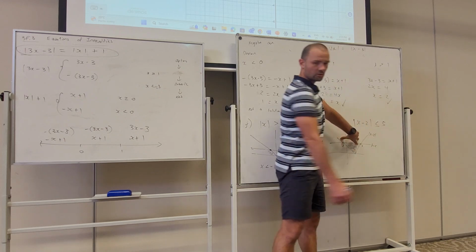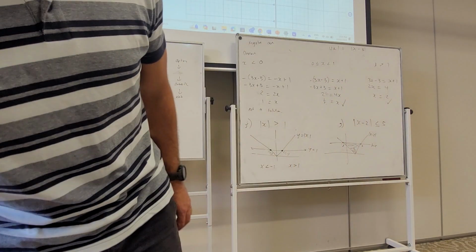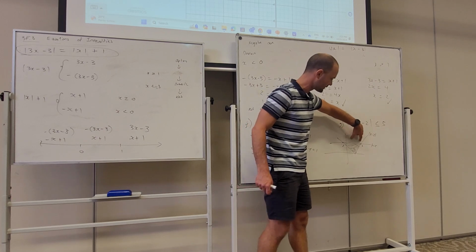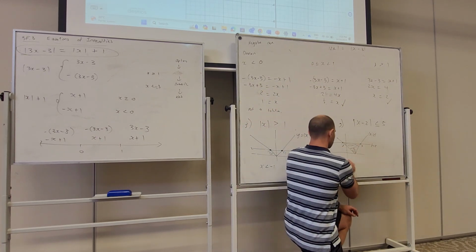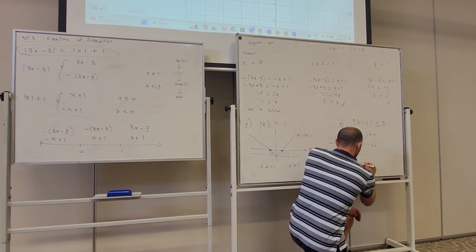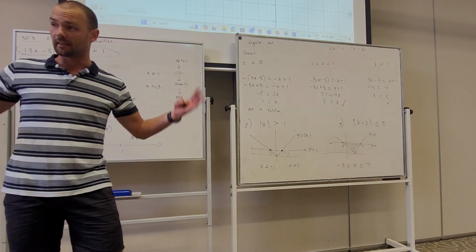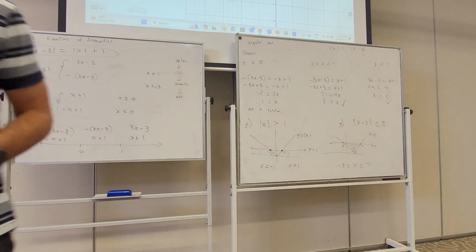And I think the question says less than or equal to, doesn't it? Yep. The question says less than or equal to, so that means including those points because it's equal at those points. So our answer for this one: minus 3 is less than or equal to x, which is less than or equal to 7. We're obtaining that from the graph, both of those.